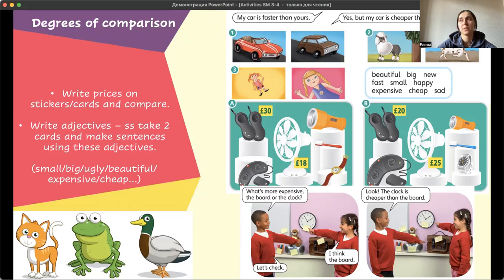We can even ask them to stand in a line, and we can compare themselves. So who is shorter, who is taller? We can ask how old they are. So who is the oldest, who is the youngest in the group? So a lot of ideas. What about you? How do you drill degrees of comparison?